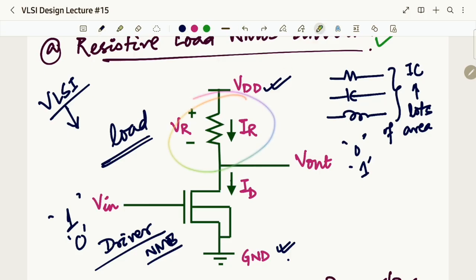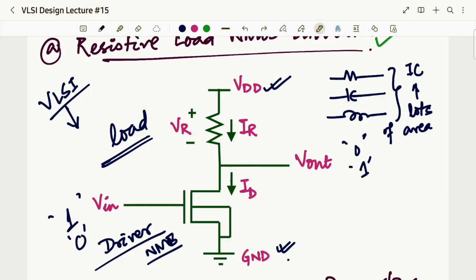So if I place a resistor in my design, it is going to take a lot of area. If it is taking a lot of area, the first and foremost rule of VLSI is broken. So we can't stick with this. Okay, so we can't stick with the resistive load NMOS inverter. So we moved along.